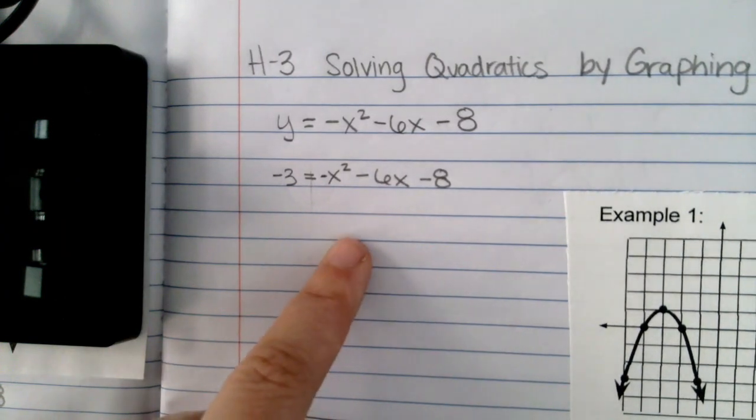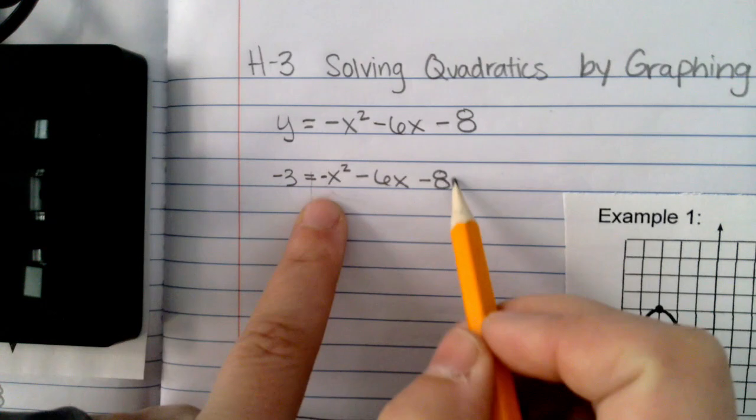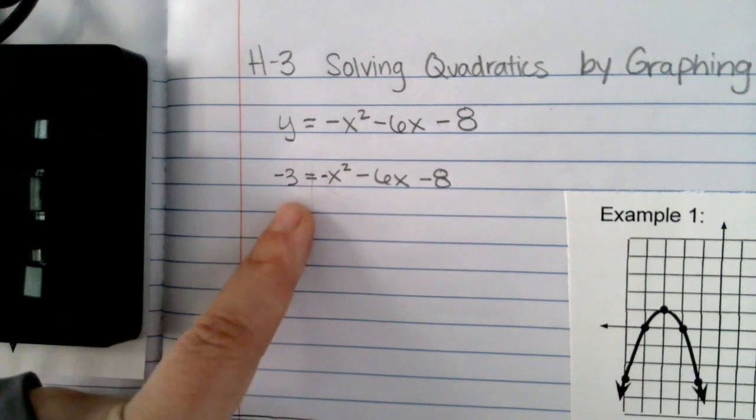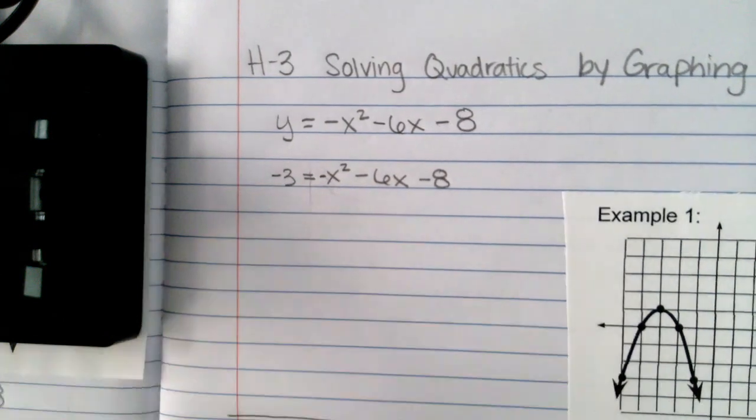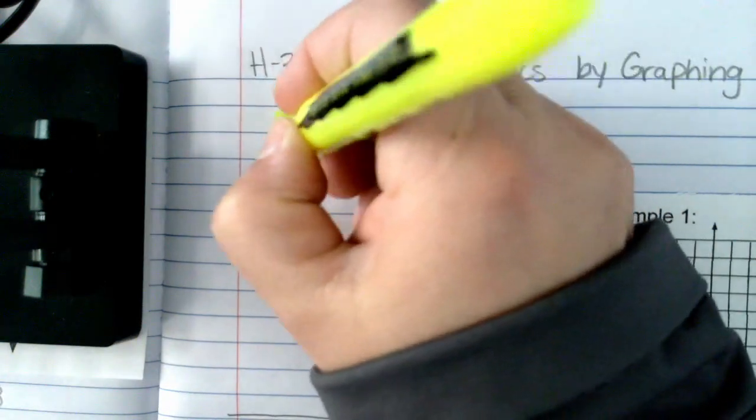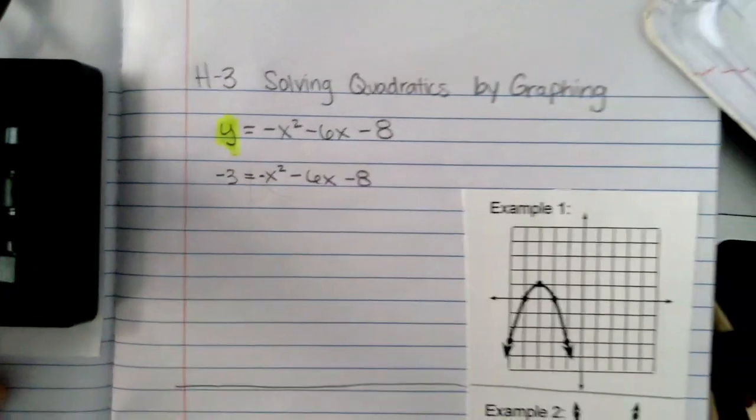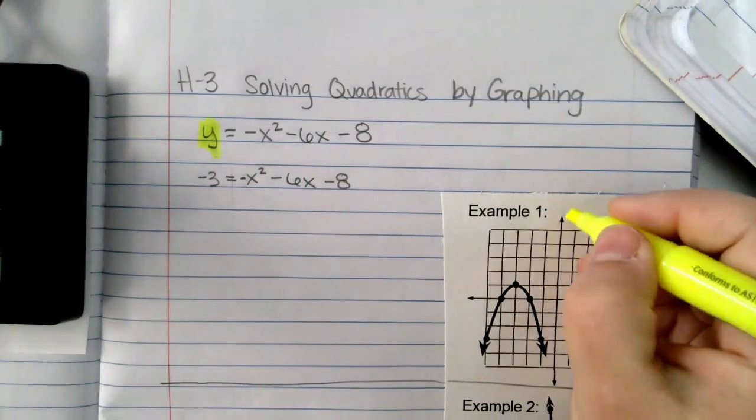One way is by graphing, and that's what these 3 lessons have been leading up to. So you would graph this, negative x squared minus 6x minus 8. We have that graph right here. It's that parabola. It's upside down. Okay? And we're going to look at that y. What is our y in this equation here? Negative 3. When I look at y on a graph, where would I find that y? Yeah, which one is the y-axis? Up and down. So I'm going to use that highlighter to show that up and down, that y.